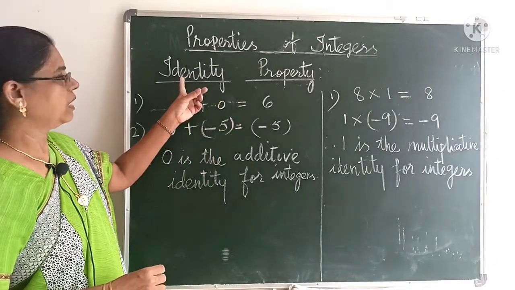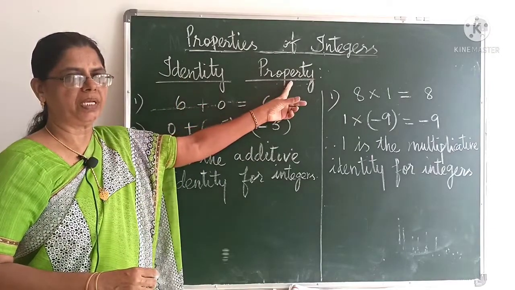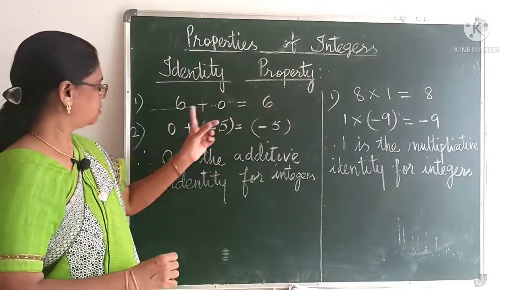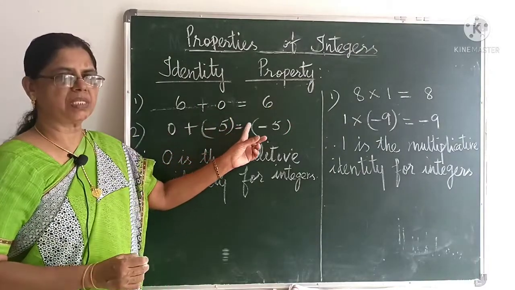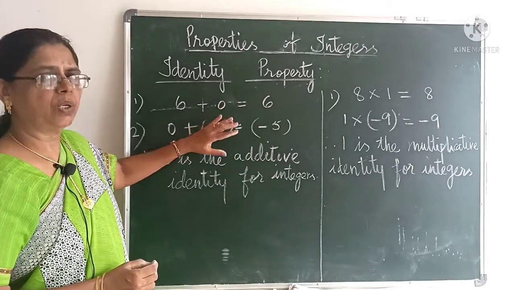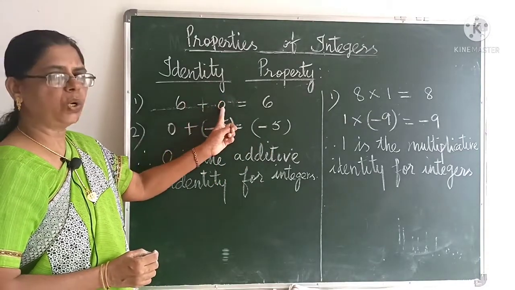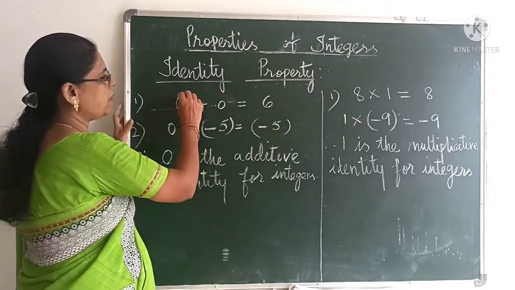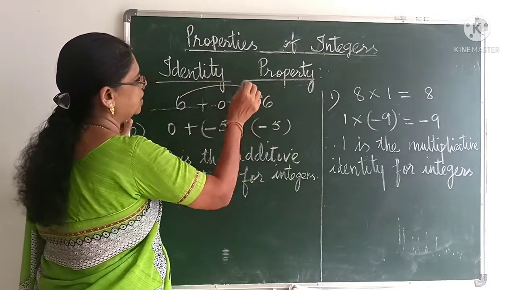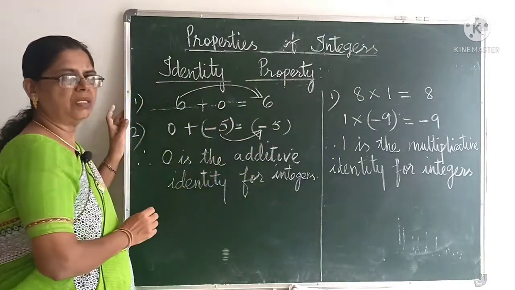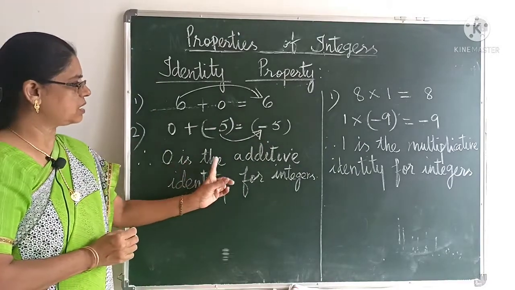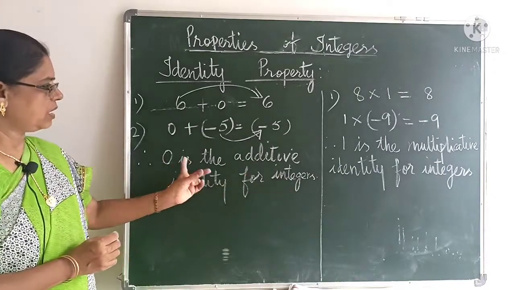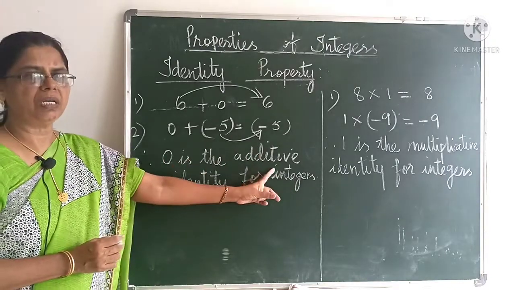Children, now let us learn identity property. 6 plus 0 is equal to 6. 0 plus minus 5 is equal to minus 5. From this, what do we understand? When we add 0 with any integer, whether it is positive or negative, we get the same integer. So we say 0 is the additive identity for integers.